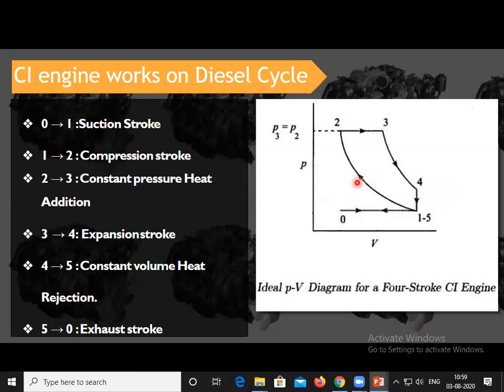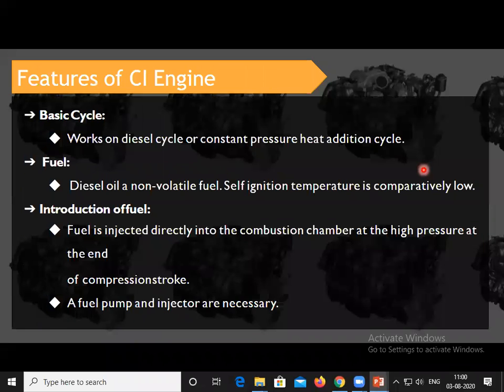That means all the gases leave from the cylinder to the atmosphere. So this is the work input, and this is heat supplied, and this is work output, and 4 to 5 is the heat rejected. Here we supply heat, here it rejects heat, and this is work input due to compression, and this is work output due to the power stroke. As the piston moves down, pressure and temperature are going to reduce because of the increase in volume. So these are the features of the CI engine.